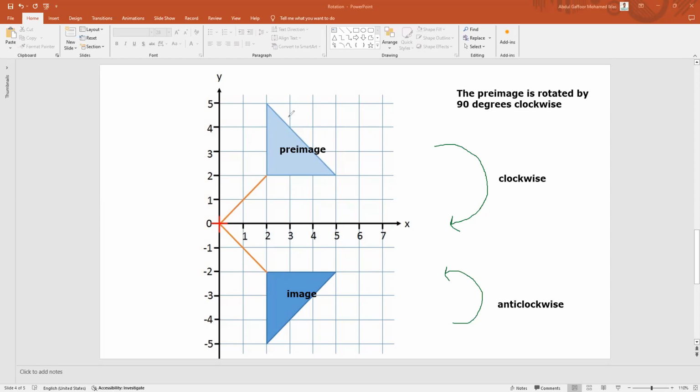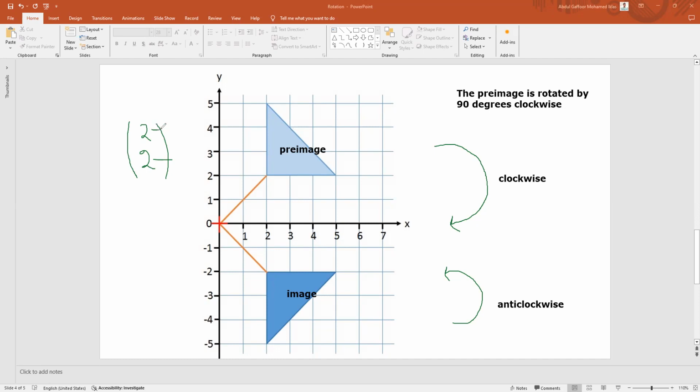For example, let's say this pre-image is translated by this 2, 2. So this is translated. If it is like this, we will say along the x-axis, the pre-image is moving 2 units to the right side, and this indicates through the y-axis, this pre-image is moving 2 units upwards, right?